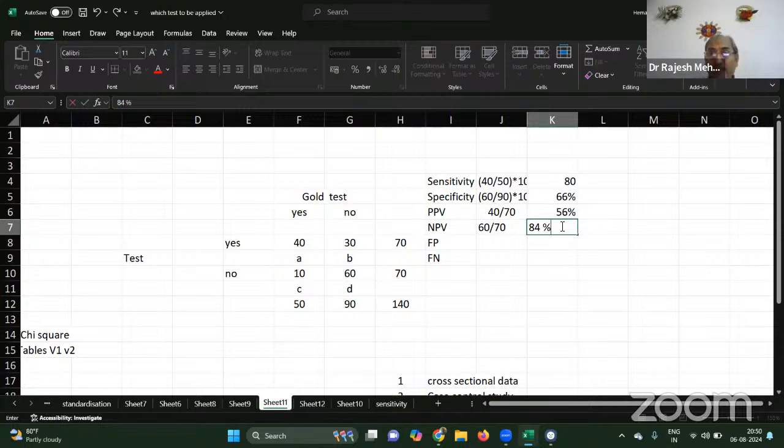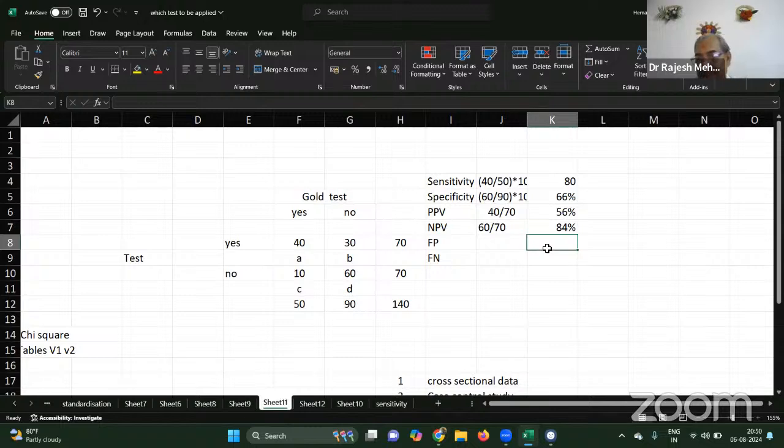That is the negative predictive value. When it says yes, you are having, it is less likely that the person is having. When it says that you are not having, it is more likely that yes, the person is not having. 84%, right? Not having. This is negative predictive value. But now we talk about false positive and false negative.